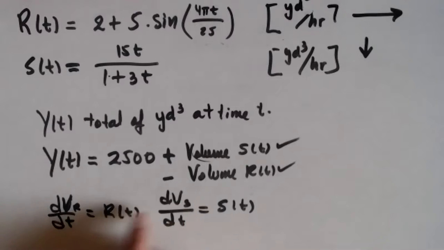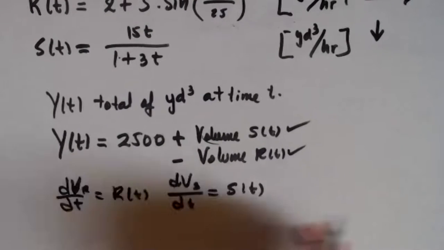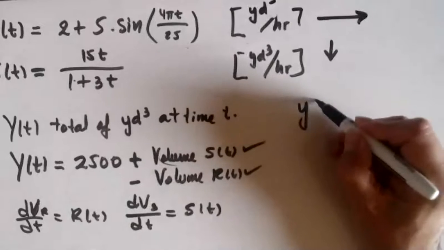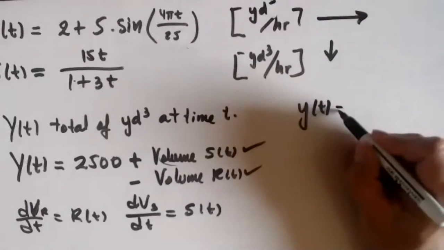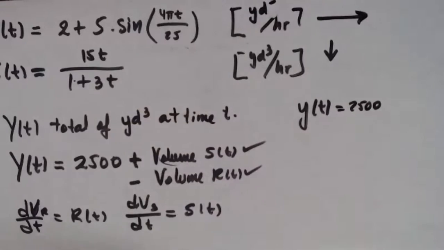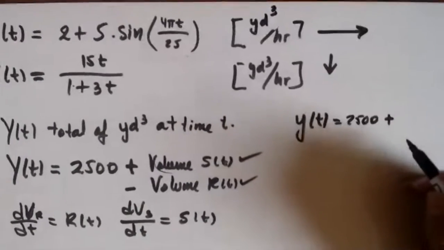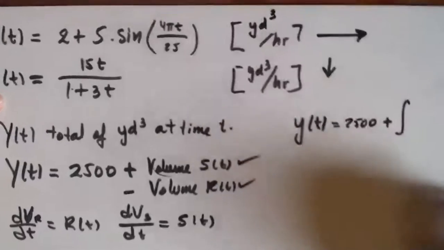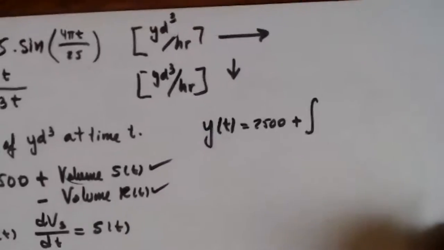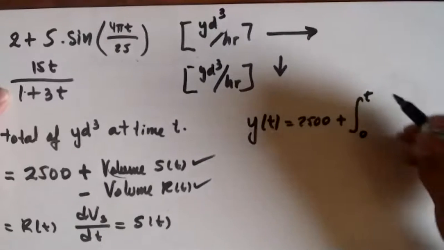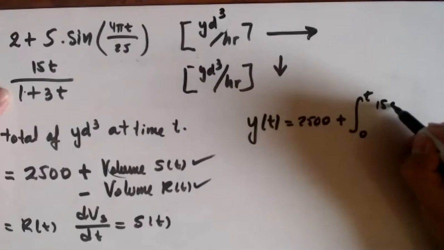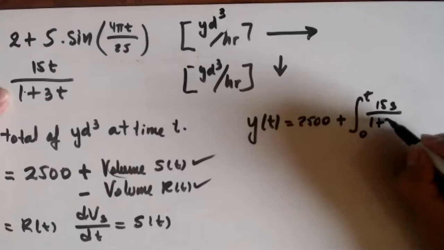So I need to find V_S and V_R because this is volume. This has to be volume. So I have to do these integrals. It's very simple. I'm going to have y of t equal to 2500 plus this integral, the integral of this function with respect to time from 0 to t. So I'm going to put here 15s over 1 plus 3s, ds.